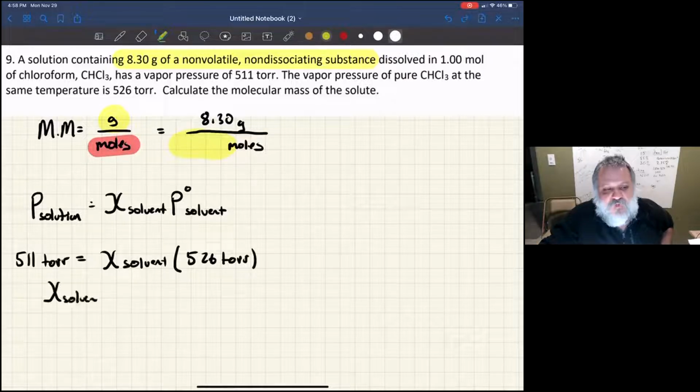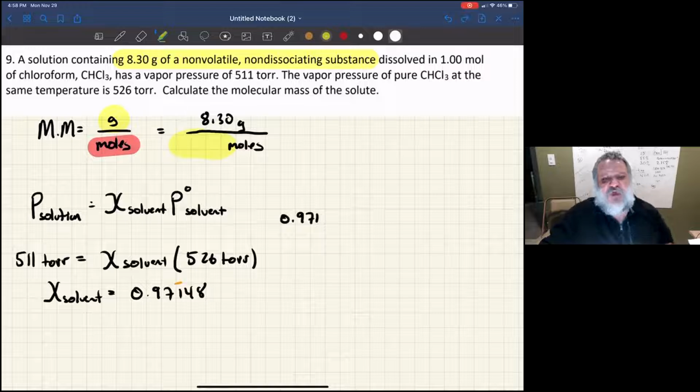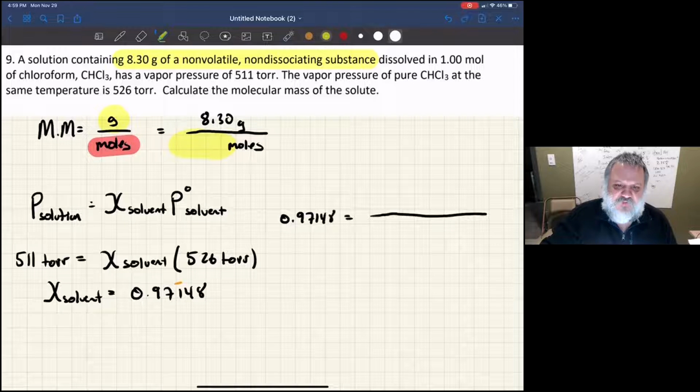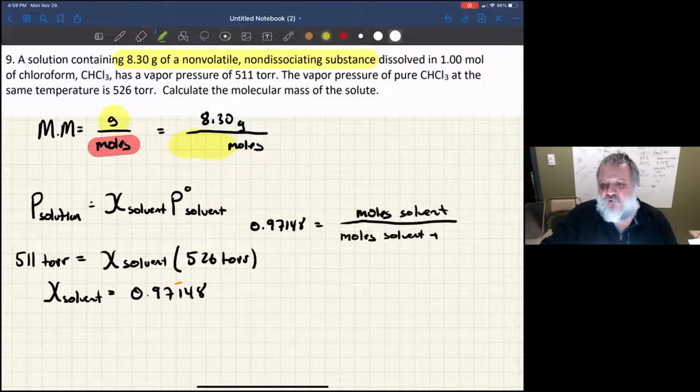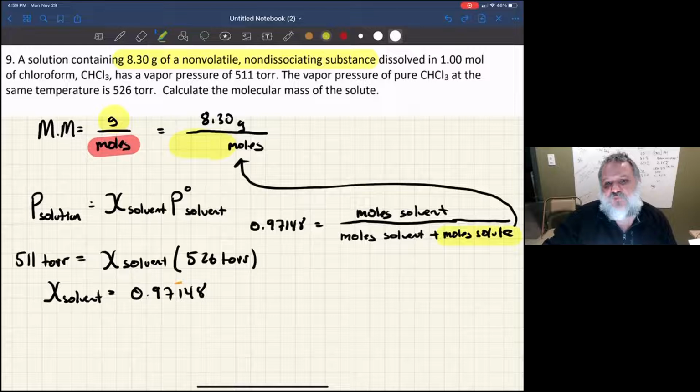And so now I know the mole fraction of the solvent, 0.97148 with 3 sig figs. And so now I can put this together into the formula for mole fraction. I know that 0.97148 equals the moles of the solvent divided by the total number of moles. And that includes the moles of the solvent, plus the moles of the solute. And that's the information that I'm missing. That's what I'm going to need for the denominator of the molar mass ratio in order to calculate it.